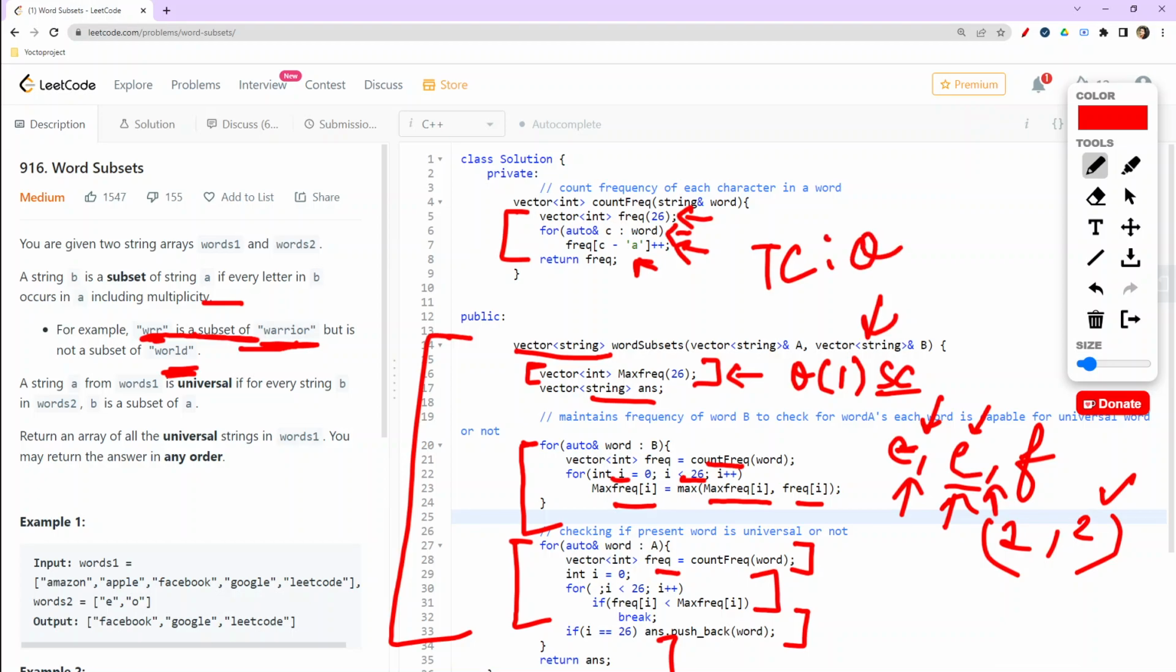So the time complexity here is n into L. N refers to the number of words in the words 1 array, and L refers to the maximum length of a word. And the space complexity we could consider as order of 1 also, or we could consider it as n into L itself. If we consider the answer vector to be included in the space complexity, then we are required to include it as the space complexity also. This was the same for yesterday's question also.